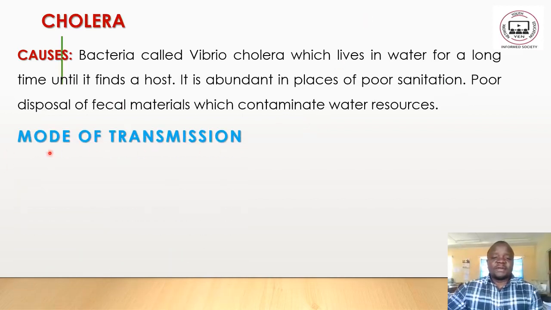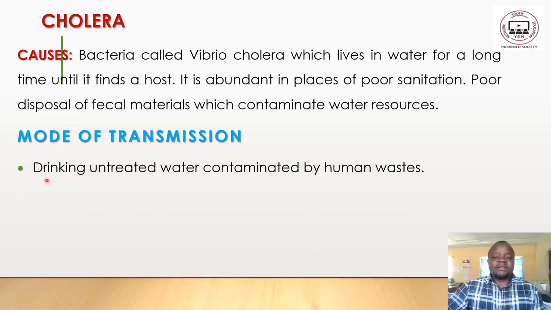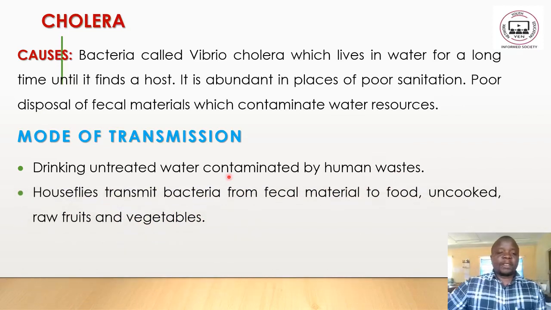Mode of transmission. We are looking at how it is spread from one person to another, by what means, by what medium. So cholera is spread through drinking untreated water contaminated by human waste. If these human wastes have the Vibrio cholerae bacteria, then one is going to catch cholera. At times, it can also spread through contaminated foodstuffs. Houseflies transmit bacteria from fecal material to food, uncooked raw fruits, and vegetables.